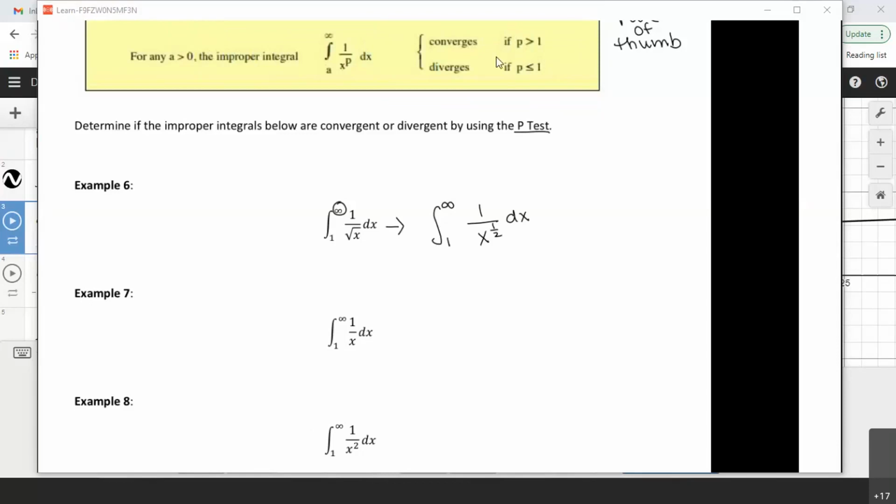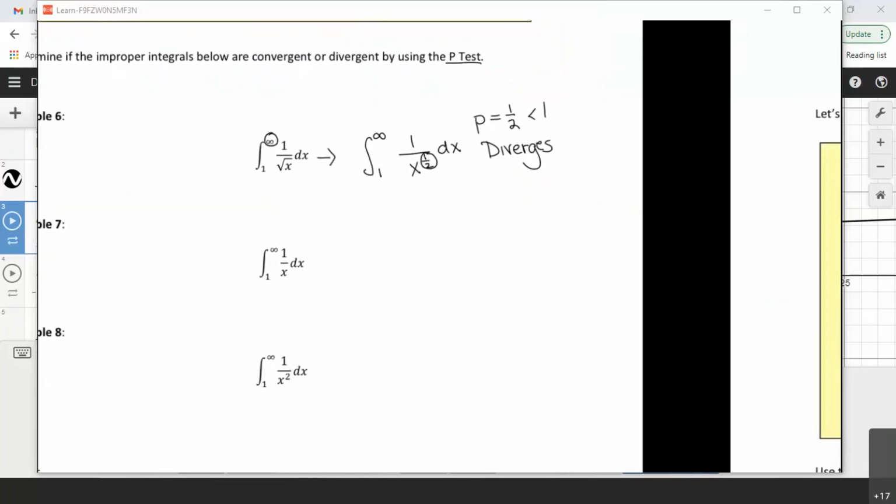Okay, here's the p-test up here. What do you think? Okay, here p is 1/2, which is less than 1. So this diverges. Don't need to do any integration.